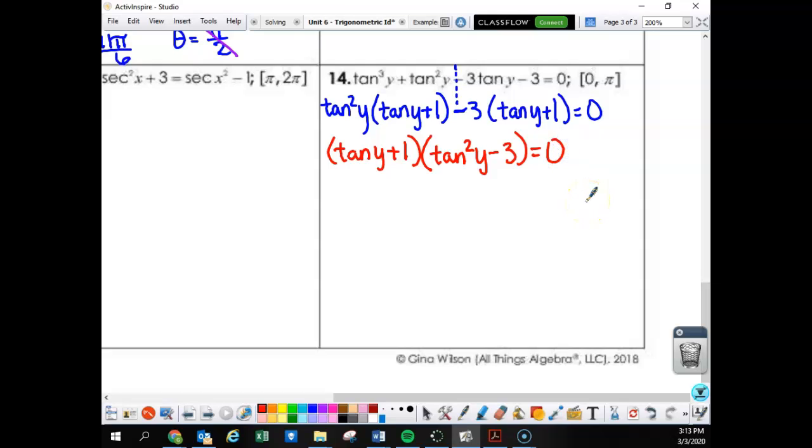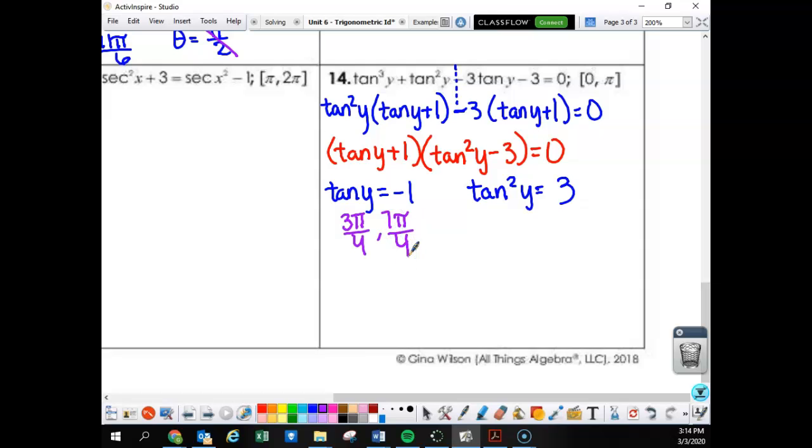Okay. And then we set both of these equal to 0. So I want tangent y to equal -1. And then tangent squared y to equal +3. Here, tangent y equal to -1. So again, we want, for tangent, it's sine over cosine, so that's y over x. So the two values have to be the same. It's just one is positive, one is negative. And so that happens at 3 pi over 4, right? Or 7 pi over 4. Okay.